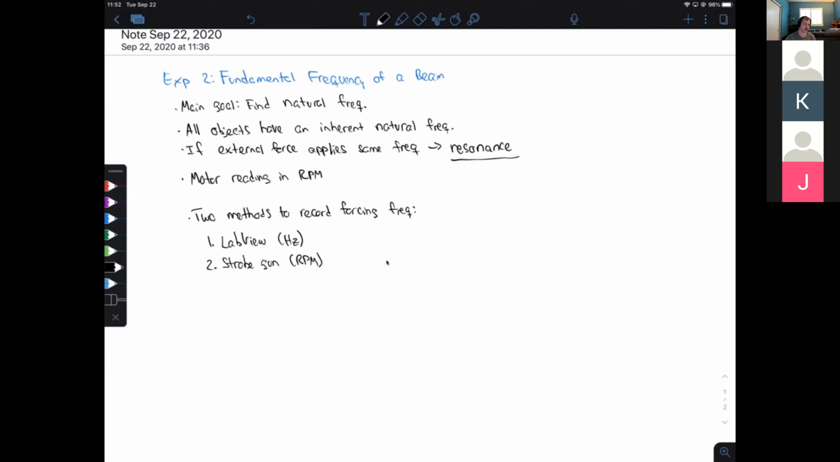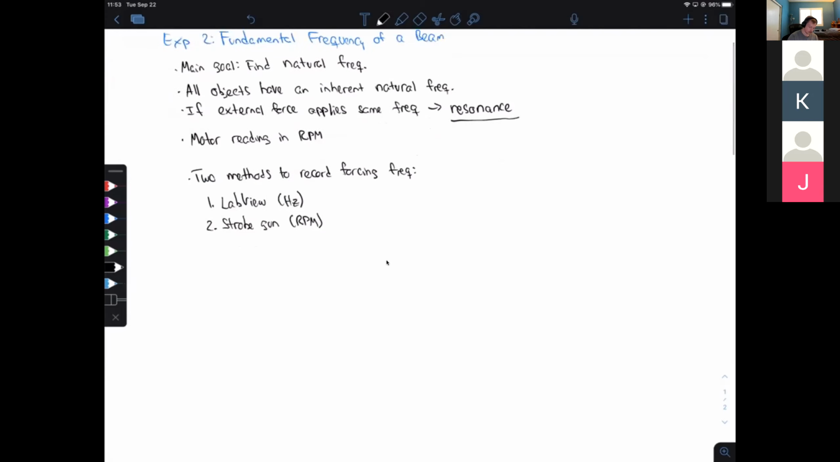Okay, so those are the two methods that we have. And again, I'm going to give you a document that will have all of this data. Not as exciting, I guess, as a real experiment, but it is what it is. All right, let's talk about the theory now.